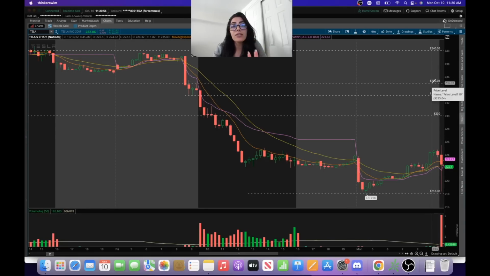I always set at least 2 profit targets for any scalp that I take, any day trade, anything like that. So my first profit target on this would be 233. The second profit target would be 235. Those are my next levels of resistance up.